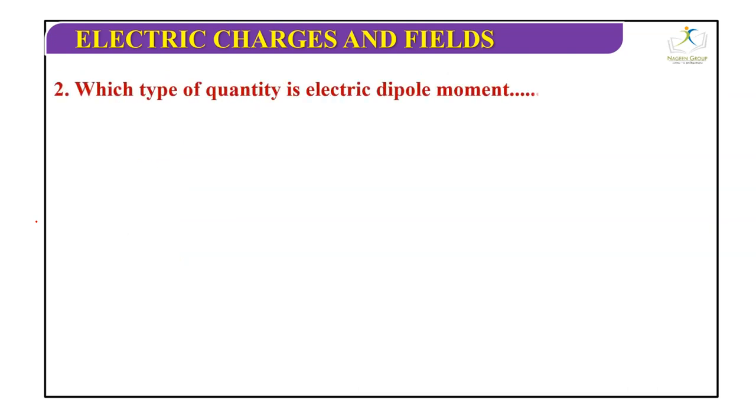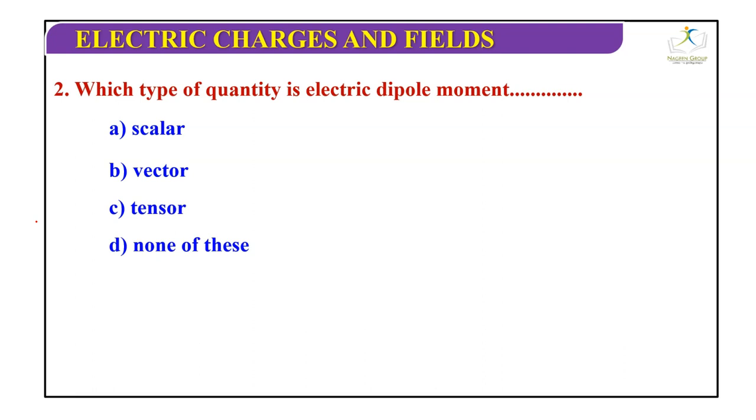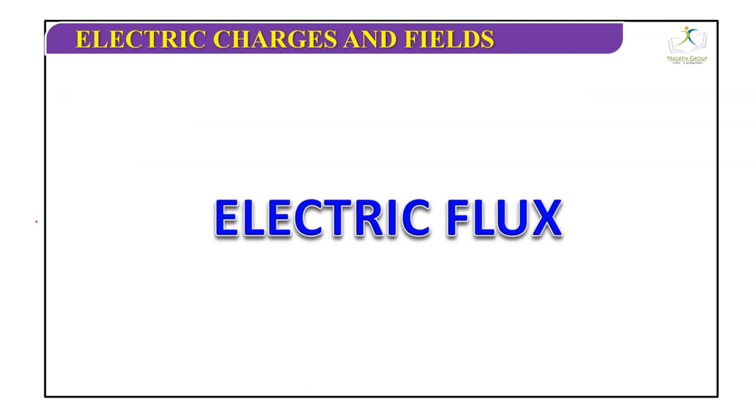Second, which type of quantity is the electric dipole moment? Scalar, vector, tensor, or none of these. The correct answer for this question is B, which is a vector quantity.